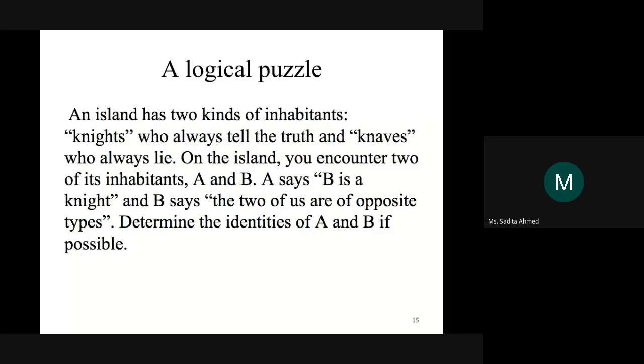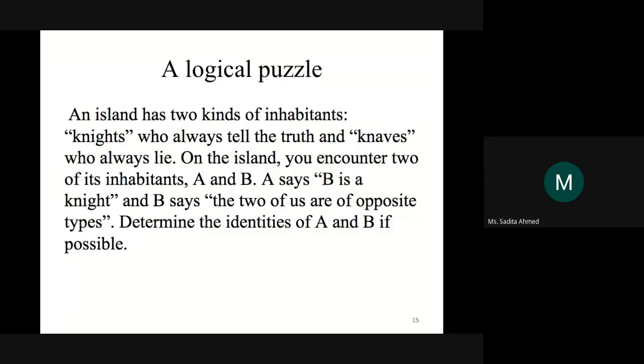Now what if A is a knave? If we assume that A is a knave, then what A is saying is a lie. That is, A's statement is false. That is, the opposite of A's statement is true. What is the statement A made? B is a knight. This statement must be false because A will lie, since A is a knave. If this statement is false, the opposite must be true. What is the opposite of this statement? B is a knave. The opposite of this propositional statement is B is a knave.